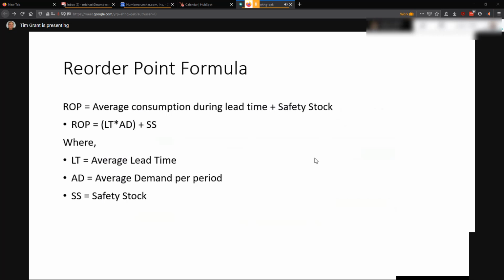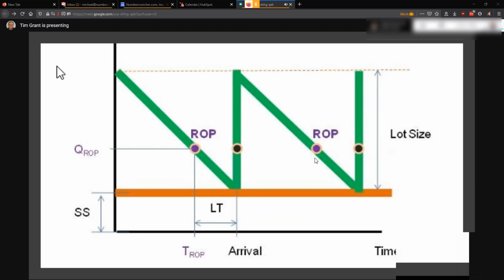If your holding costs are minimal, or your supplier has a minimum order quantity, the amount you order might be different from the actual reorder point. This is a graph of the reorder point. So you can see we have our lead times, our lot sizes, and the downward slope is the consumption until the items are replenished.